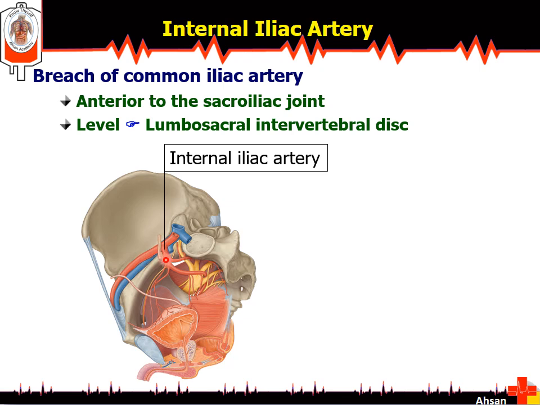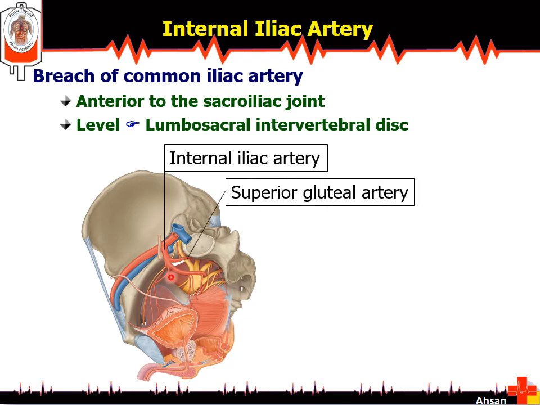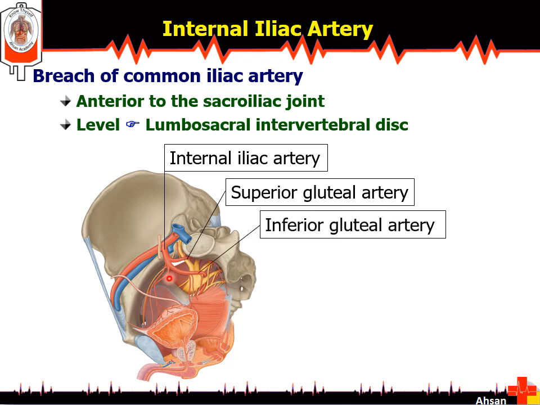The internal iliac gives some branches, three in number: the superior gluteal artery, the inferior gluteal artery, and the last one is the obturator artery. These two go to the gluteal region, and this one goes to the medial side of the thigh to supply the upper part of the lower limb.